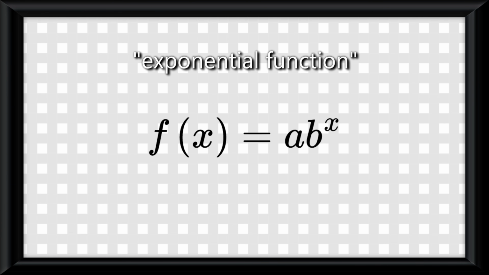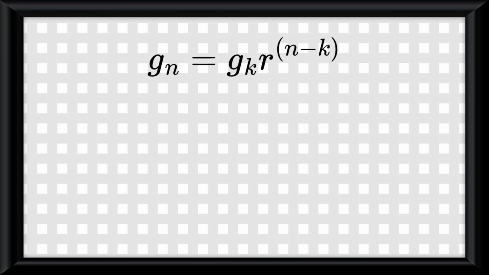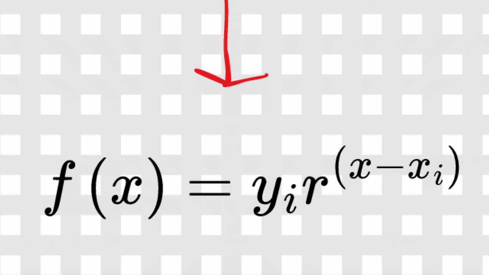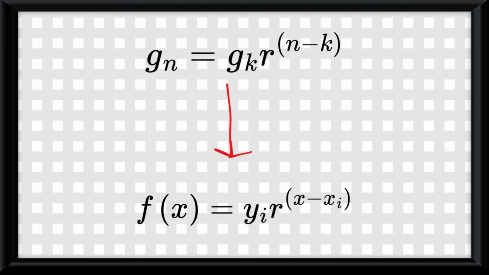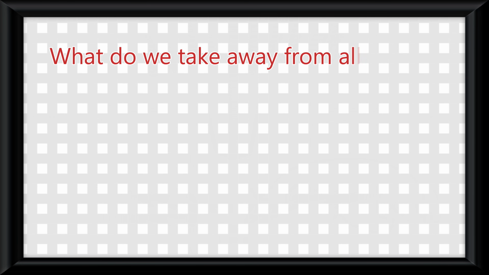The exponential function skeleton equation is f of x equals ab to the power of x, and you can see the similarity to the geometric sequence equation. And funny enough, the second geometric sequence equation can be transformed into an exponential function, written as f of x equals yi multiplied by r to the power of x minus xi, where it includes the point xi comma yi in its equation. So what do we take away from all of this?